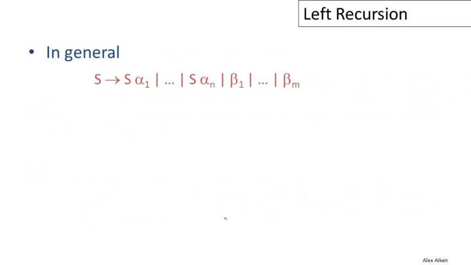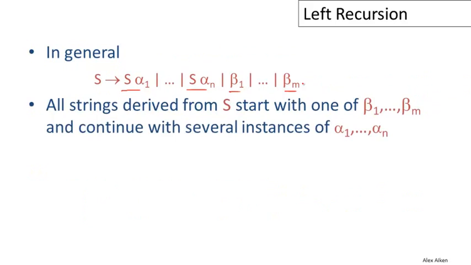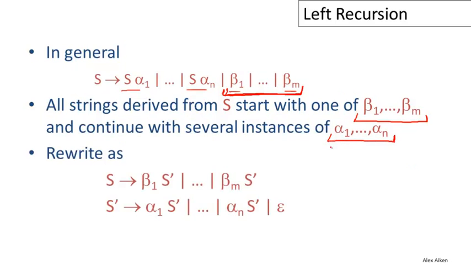So in general, we may have many productions, some of which are left recursive and some of which are not. And the language produced by this particular form of grammar here is going to be all the strings that are derived from S that start with one of the betas, so one of the things here that doesn't involve S, and then it continues with 0 or more instances of the alphas.